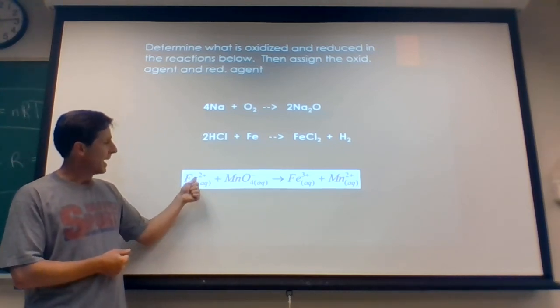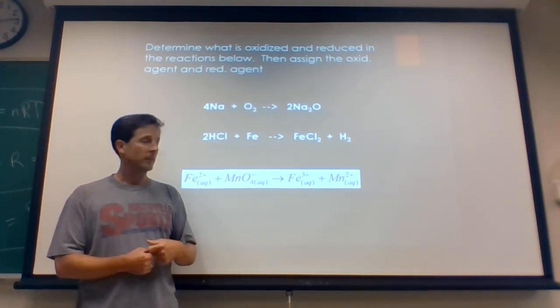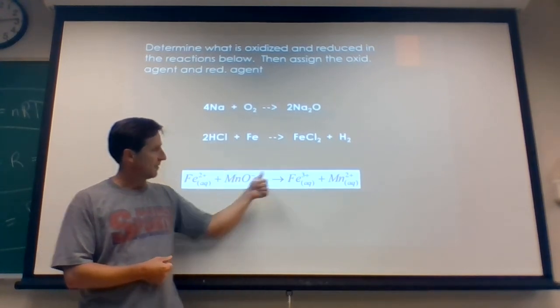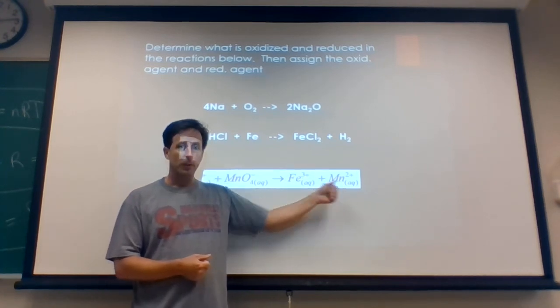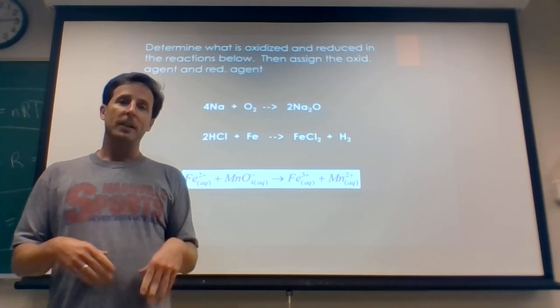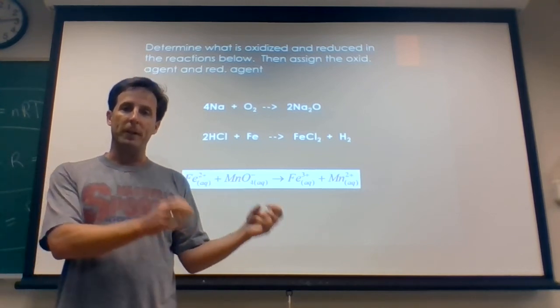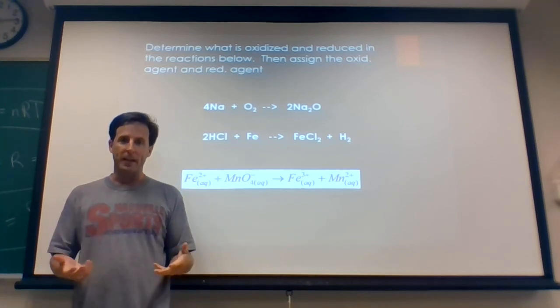I can see iron goes from +2 to +3, charge goes up, that's oxidation. Manganese is going from +7 to +2, its charge goes down, it's reduction. If you ever look at a reaction and find that both elements are being oxidized or both elements are being reduced, you probably made a mistake.